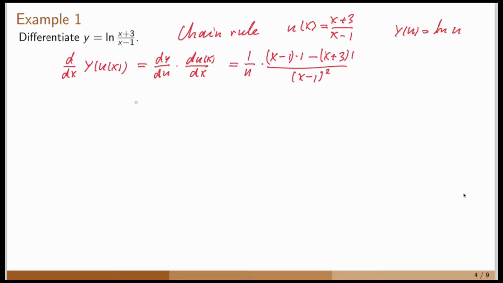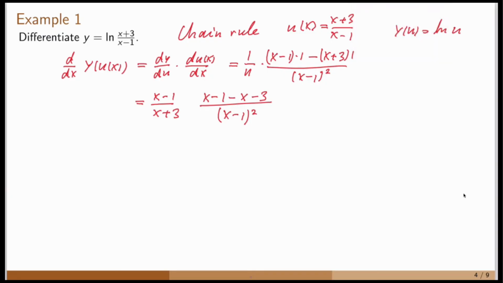And then for this 1 over u, the first term here, I use the formula for u. This is (x minus 1) divided by (x plus 3). And in this large fraction I can multiply it out, so it is (x minus 1 minus x minus 3) divided by (x minus 1) squared.